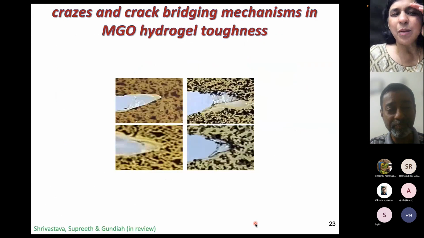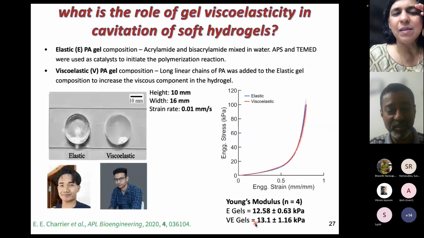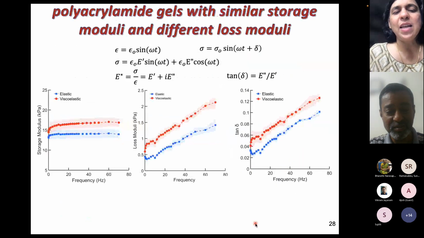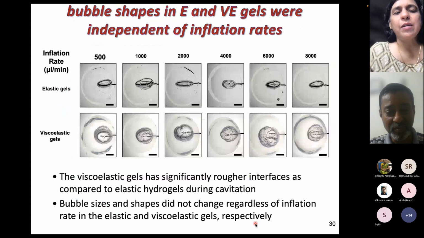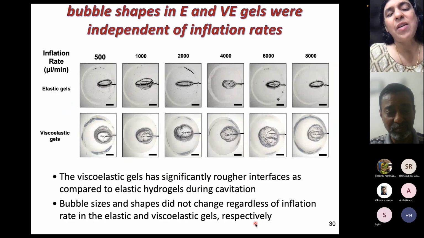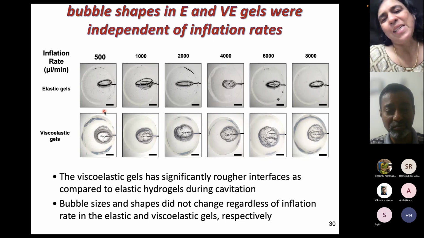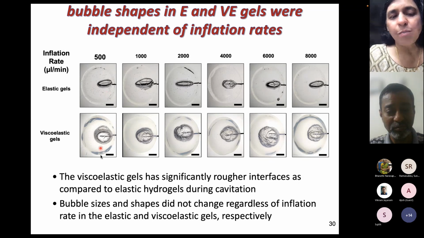So we have done various strain rates. The inflation rate, which dictates the rate at which I load my gel, changed all the way from 500 to almost 8,000 microliter per minute. This is a loading rate that we are putting on how the bubble is growing inside your hydrogel, and this was done for both the elastic and viscoelastic gels.